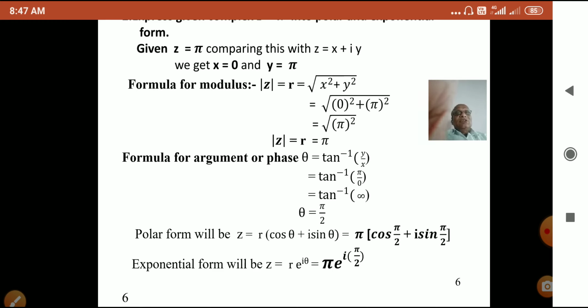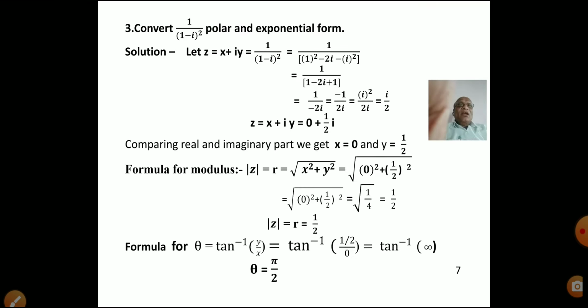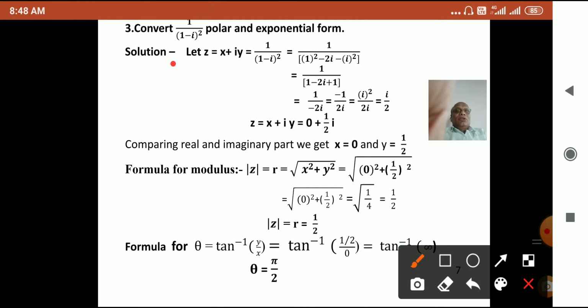Now we see a third example, that is how we can convert the given complex number into polar form. So here the complex number given is 1 upon (1 minus i) square, and we have to convert this into polar and exponential form. Before converting this into polar and exponential form, we have to convert this into standard form. So let us compare this complex number with z, that is z equal to x plus iy, which is equal to 1 upon (1 minus i) square.